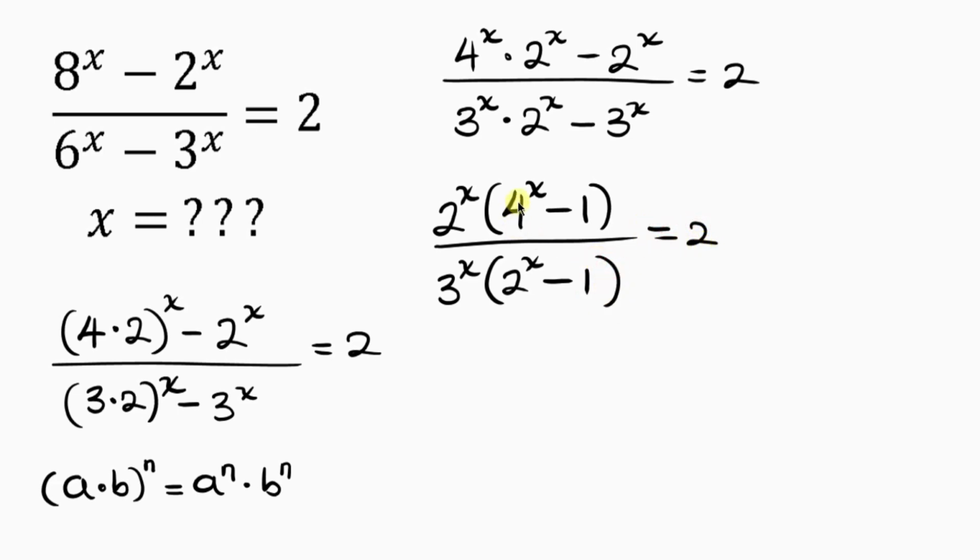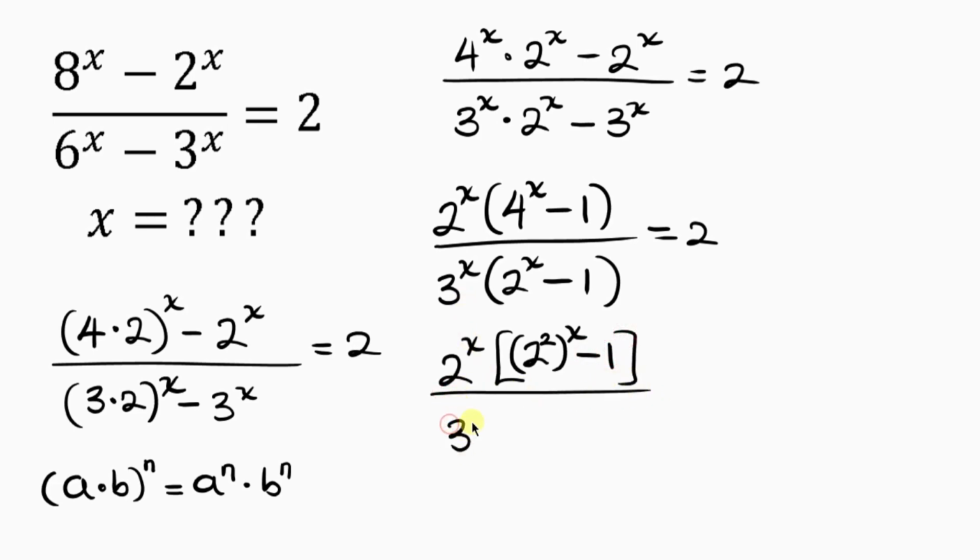Now let me simplify this 4^x. So this expression in the numerator can also be written as 2^x times, now 4^x is the same thing as (2^2)^x, that's 4, and this is raised to the x. So this is (4^x − 1) all over. The denominator remains the same, so 3^x times (2^x − 1) equal to 2.